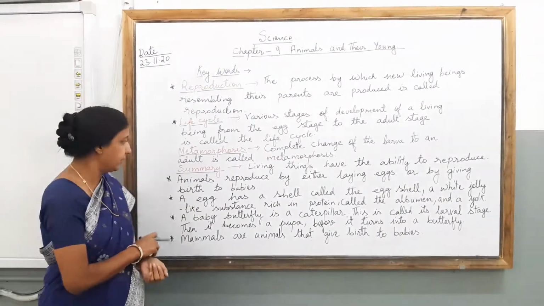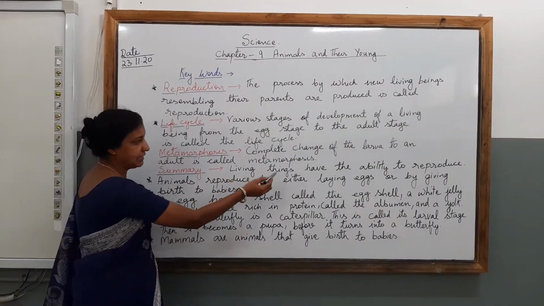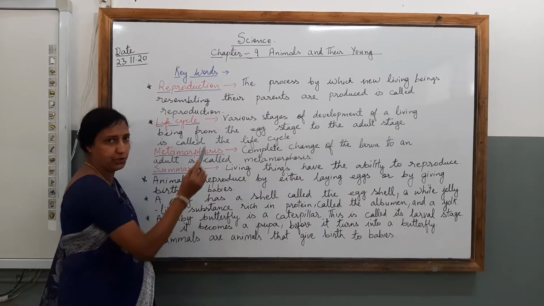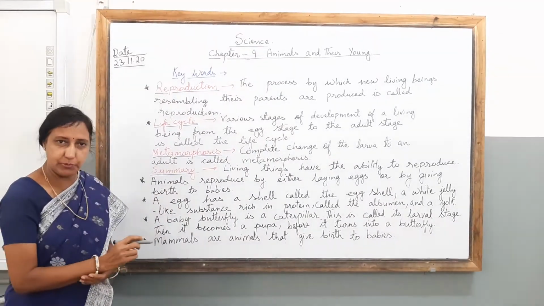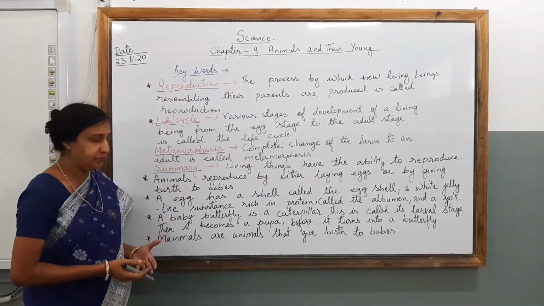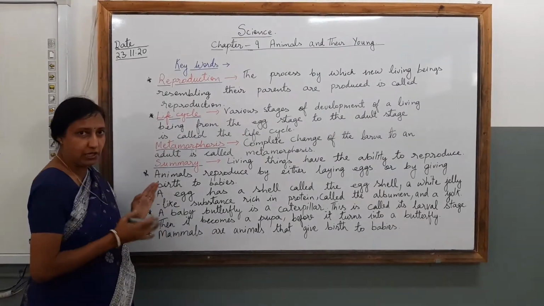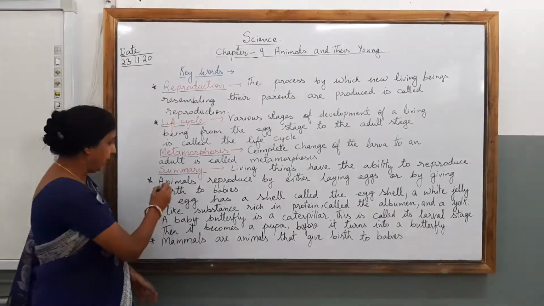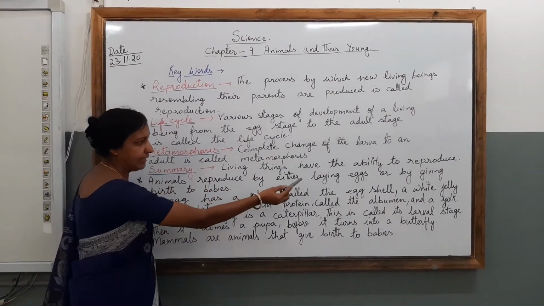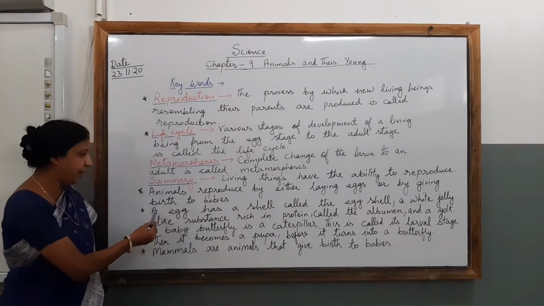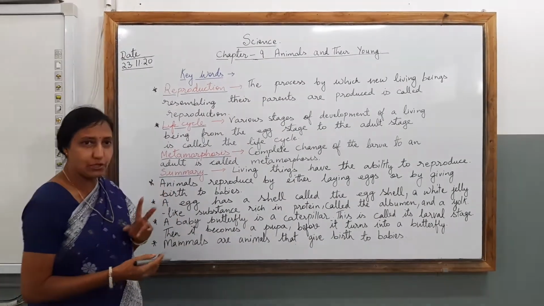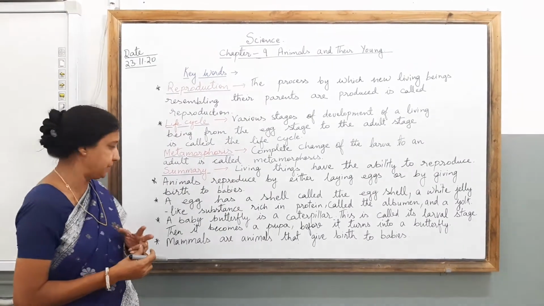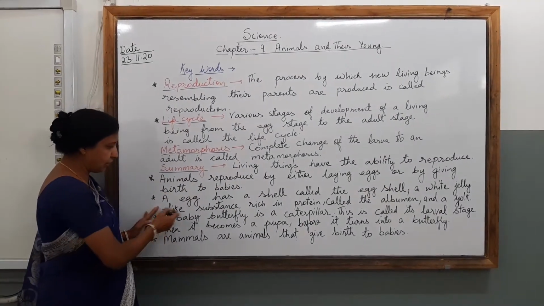What is the summary? As you know, living things have the ability to reproduce. All the living beings reproduce their own kind. Here we are talking about the animals. So animals reproduce by either laying eggs or by giving birth to babies. These are the two ways the animals reproduce. So first we talk about the egg.